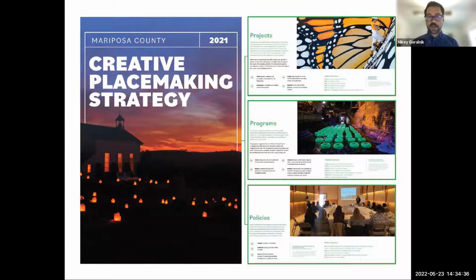And what's really cool is that now we have this compelling community-supported document, which has been adopted by our board of supervisors, and we have a really discrete roadmap for what to work on. We've been working on it and been really successful. We've already received a new Our Town grant from this most recent cycle to implement several of the programs that are included in the creative placemaking strategy.